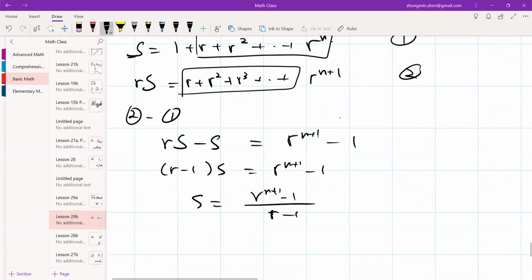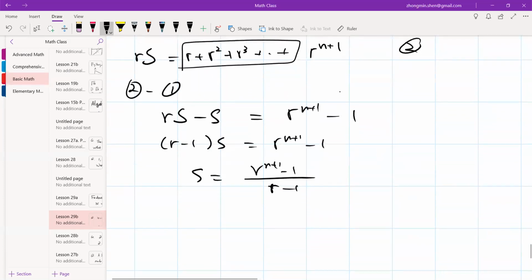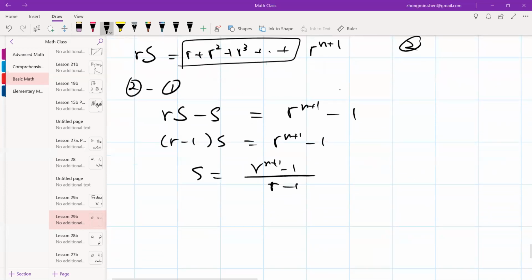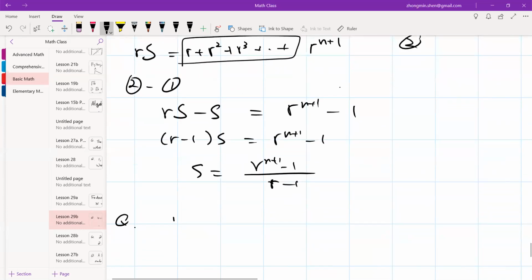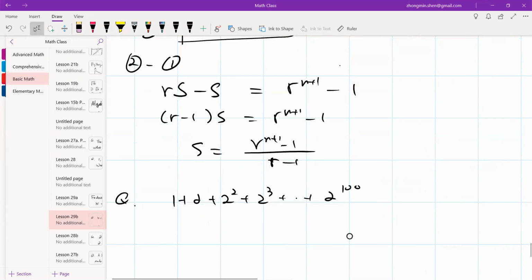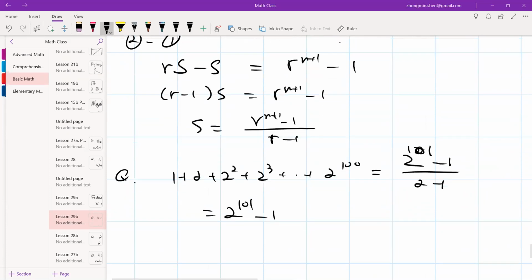So that's the way you can get a formula easily. When you apply it to 1 plus 2 squared plus 2 cubed and so on up to 2 to the 100, then using that formula, it's easy to get. It's going to be 2 to the 101 minus 1 over 2 minus 1, and 2 minus 1 is 1. So it's going to be like this.